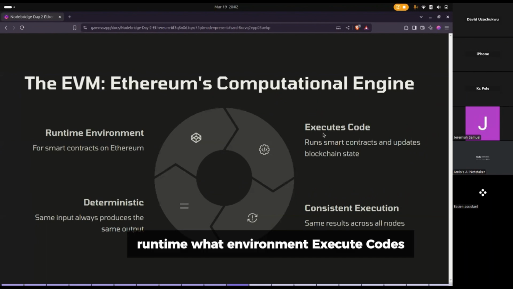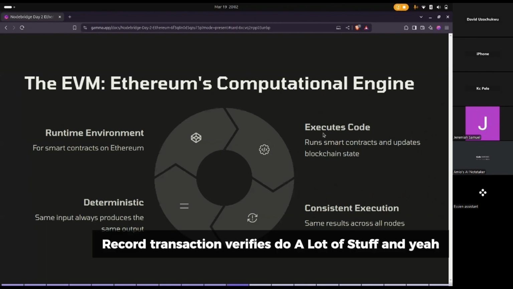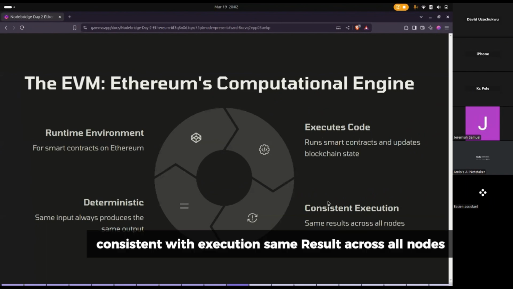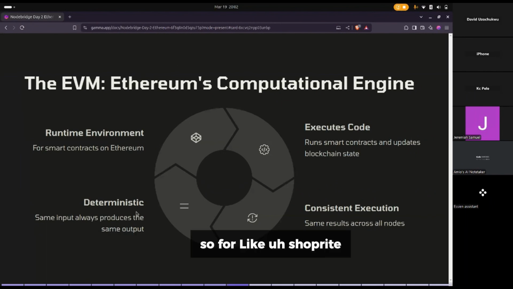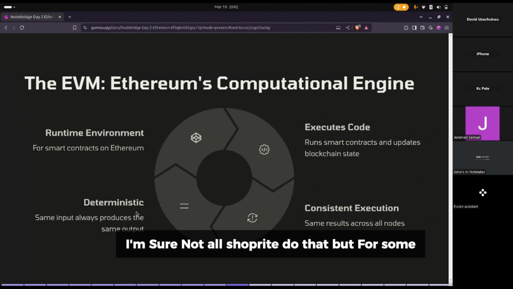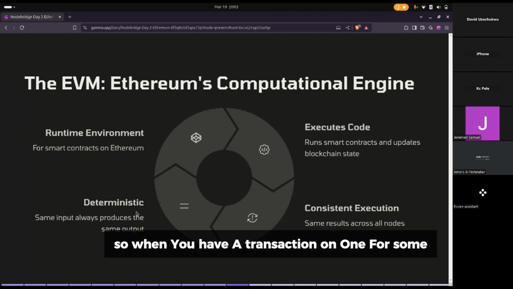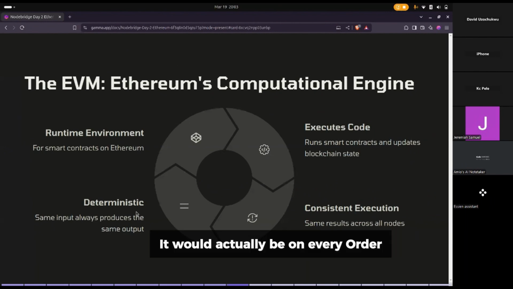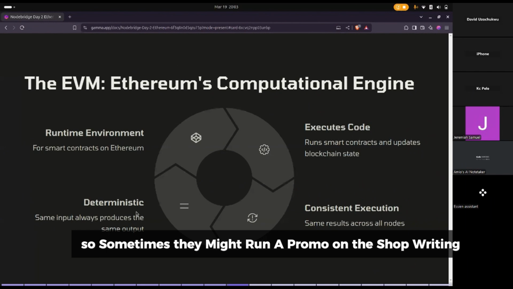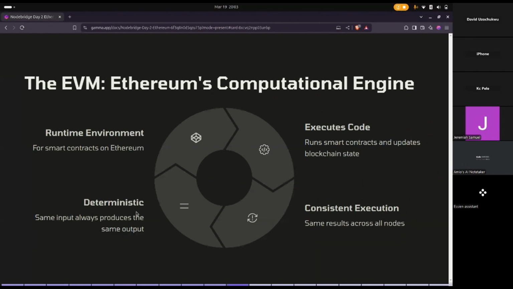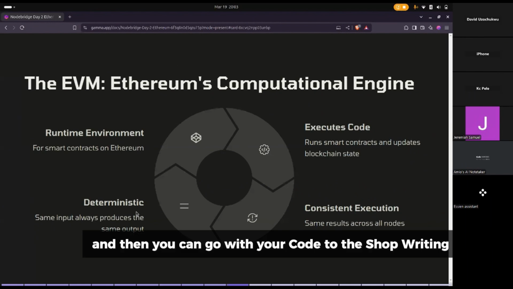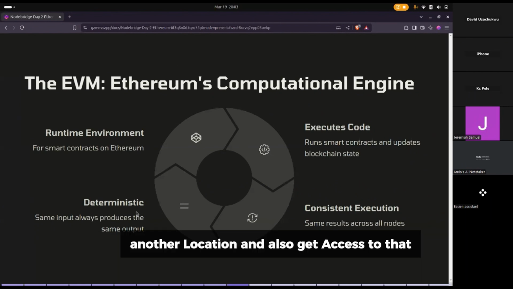Runtime environment, execute codes, record transactions, verifies, do a lot of stuff, and consistent execution, same result across all nodes. So for ShopRite, I'm sure not all ShopRite do that, but for some, they are interconnected. So when you have a transaction on one, for some, it would actually be on every other. Sometimes they might run a promo on the ShopRite somewhere else, and then you can go with your code to the ShopRite in another location and also get access to that. So that is something similar to it.